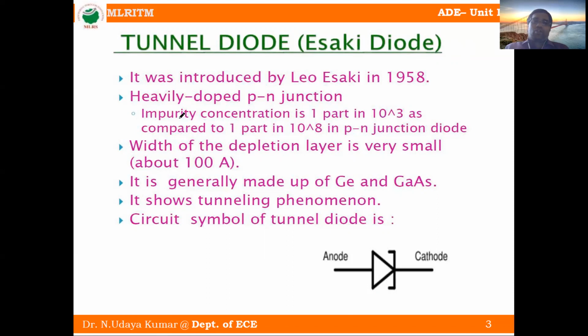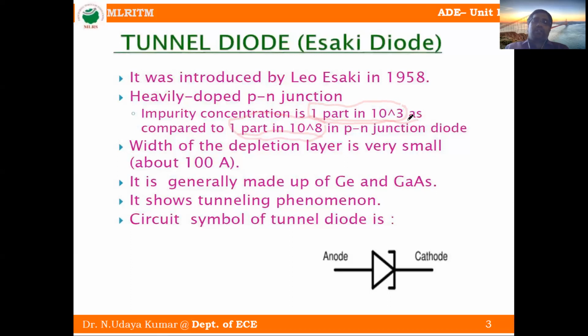The impurity concentration is 1 part in 10 cube compared to 1 part in 10 power 8 in a PN junction diode, which means it is a heavily doped diode. 1 part in 10 cube means heavily doped, whereas in a normal diode the concentration is less compared to the tunnel diode.